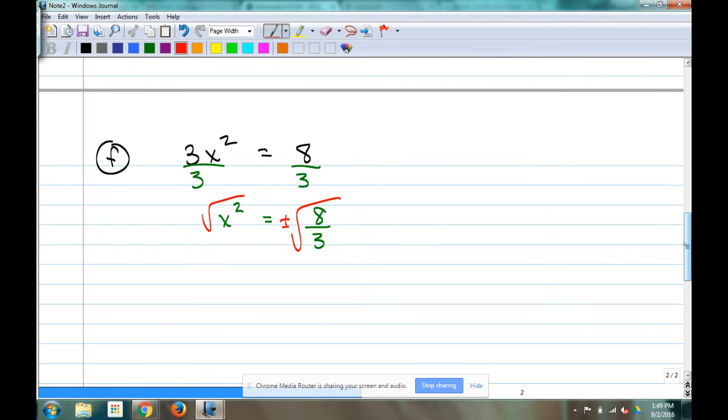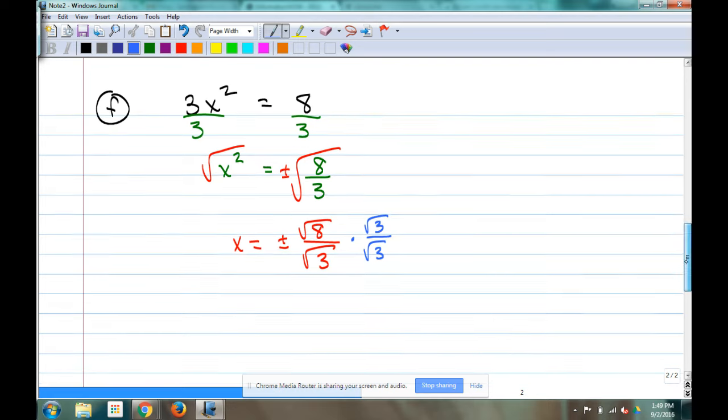So this is where, the reason we went over that yesterday. Square root of 8 over square root of 3. Look to simplify the denominator. Will 3 break down any? No, but we can't have a radical in the denominator. We've got to rationalize that. So what do we multiply by to rationalize? Square root of 3 on top and bottom.